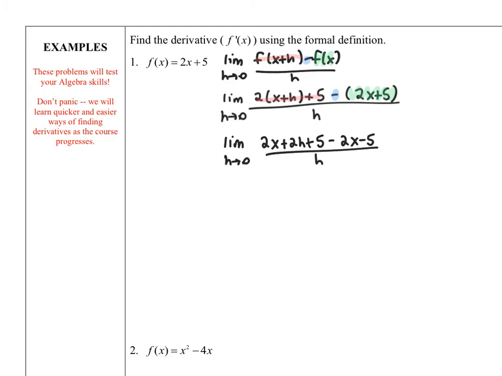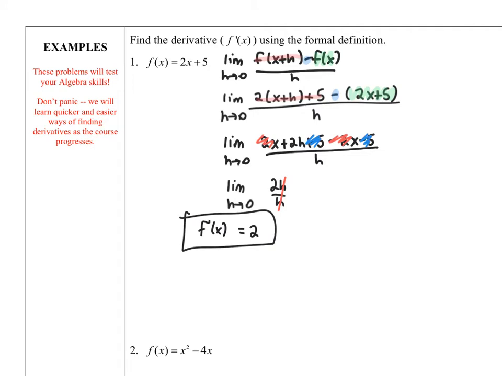And I see at this point a lot of things are going to cancel out, like my 2x minus 2x zeroes out, and my plus 5 minus 5 zeroes out. And that leaves me here. And don't forget, good limit notation has me writing the limit as h approaches 0 until I am ready to plug that h in. And notice at this moment, if I try to plug it in, I'm still in that 0 over 0 situation. But one more quick cancellation, and I can see that my answer here is simply going to be 2. So my f prime of x, my derivative of f of x, is just 2.